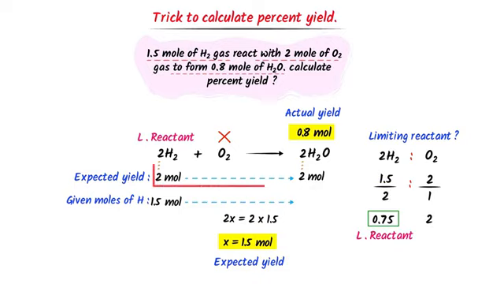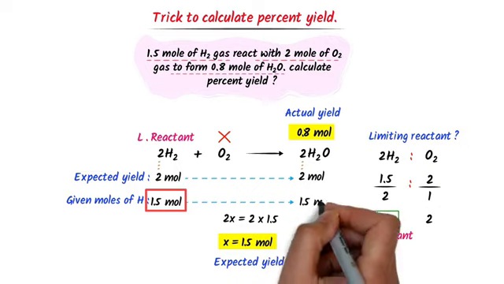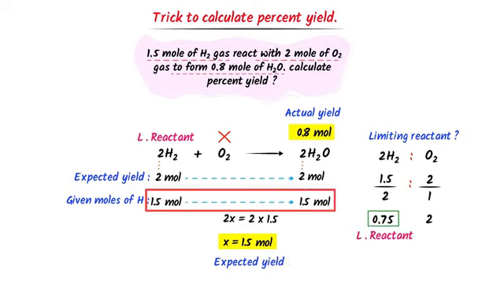Remember that if 2 moles of hydrogen with oxygen produce 2 moles of water, then we expect that 1.5 moles of hydrogen gas with oxygen will produce 1.5 moles of H2O.